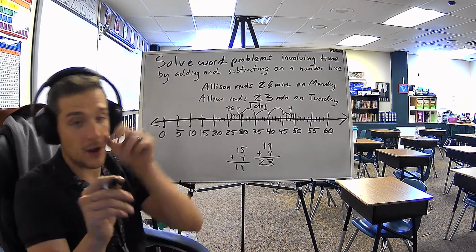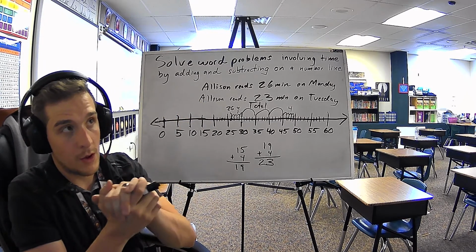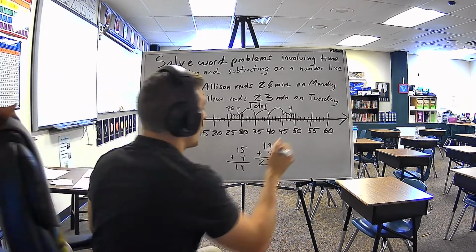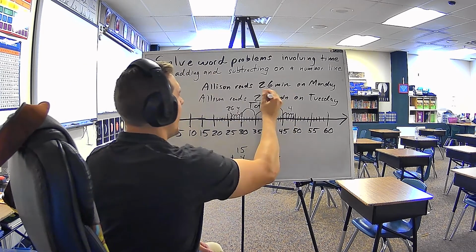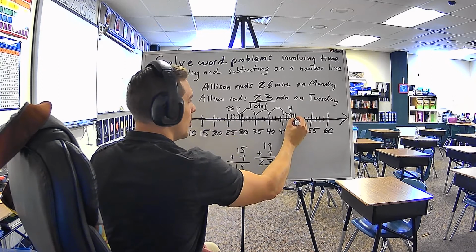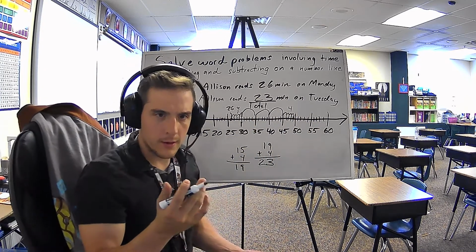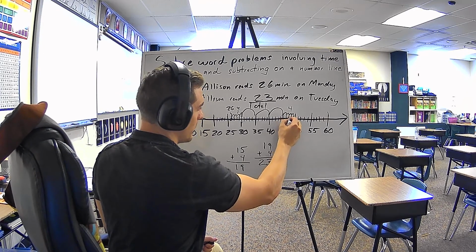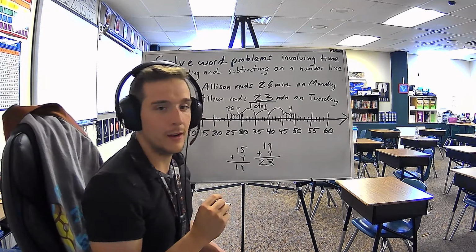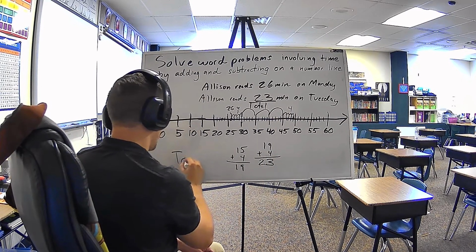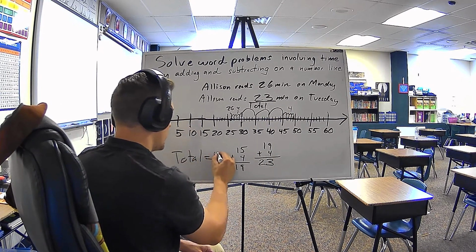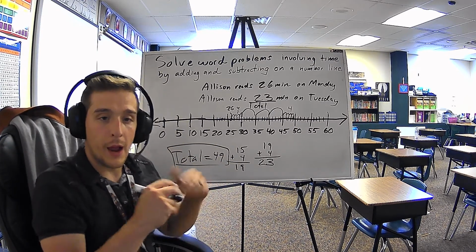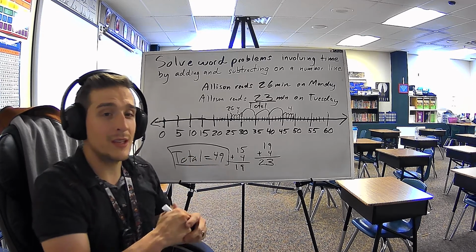Now, right here you might ask, oh, you're done with the problem. Yes, but at the same time, no. You show me the picture, but now the question is, after you've added 23 to 26, where did you end? So what you can do here is just count up from that 45 till you get to that dot. 46, 47, 48, 49. So what is the total amount of time she has read Monday and Tuesday? She has read a total of 49.